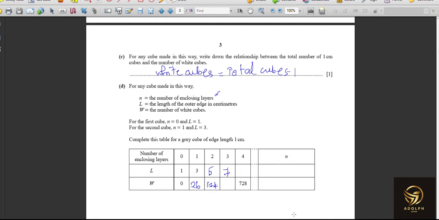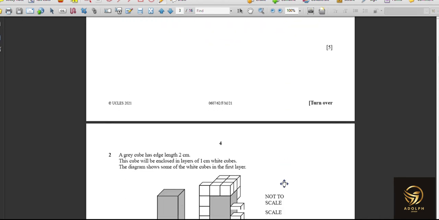Then for 3 it is 7, for 4 it is going to be 9, and for 7 it is 342, and for 9 it's 728. So the nth value, it starts with 0, so you have to write it as 2n plus 1. And here what we are doing, we are just taking the cube and subtracting 1.